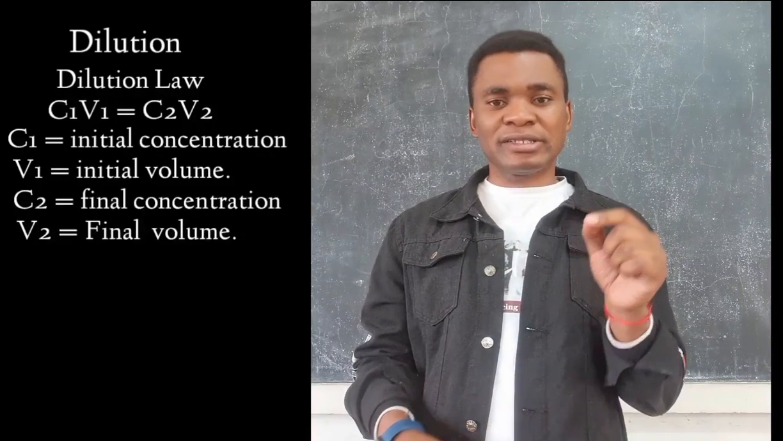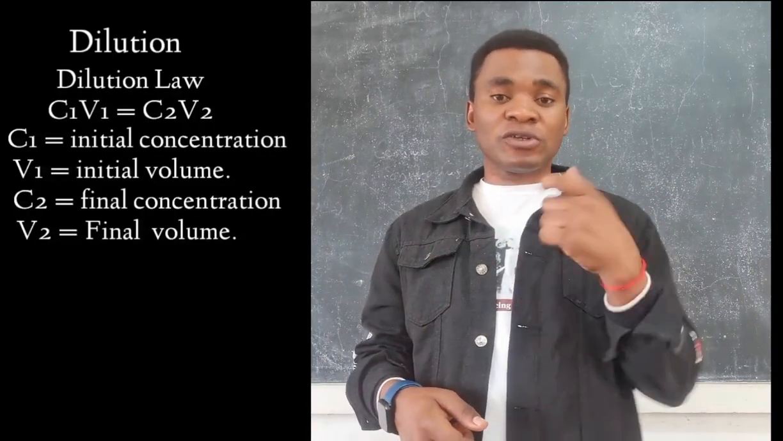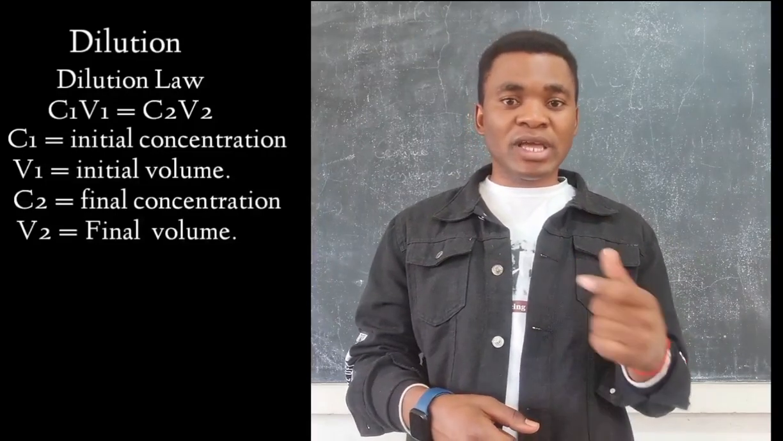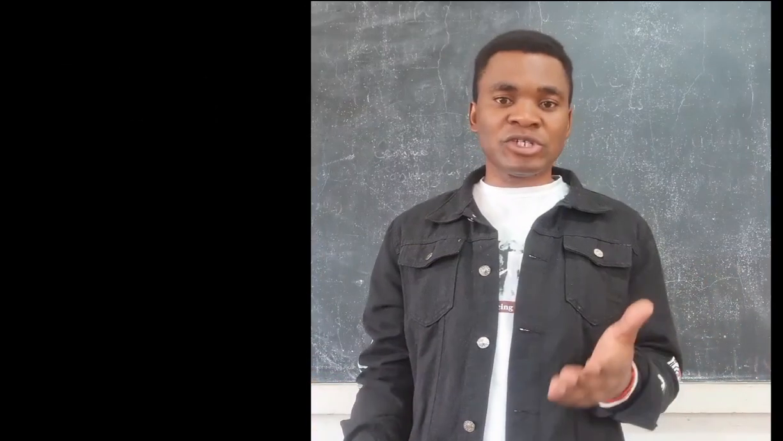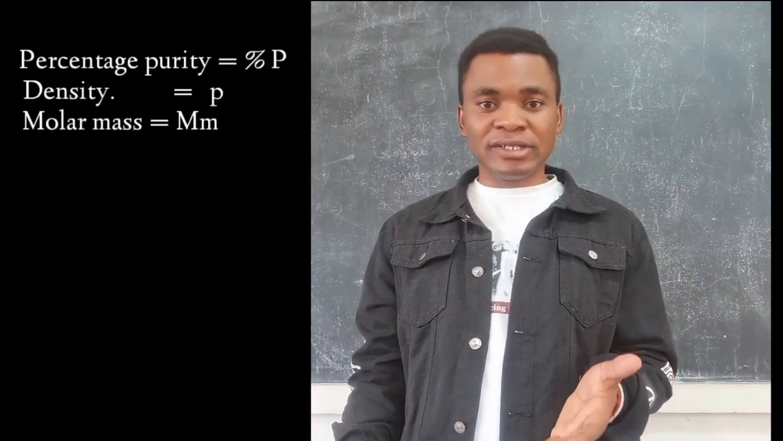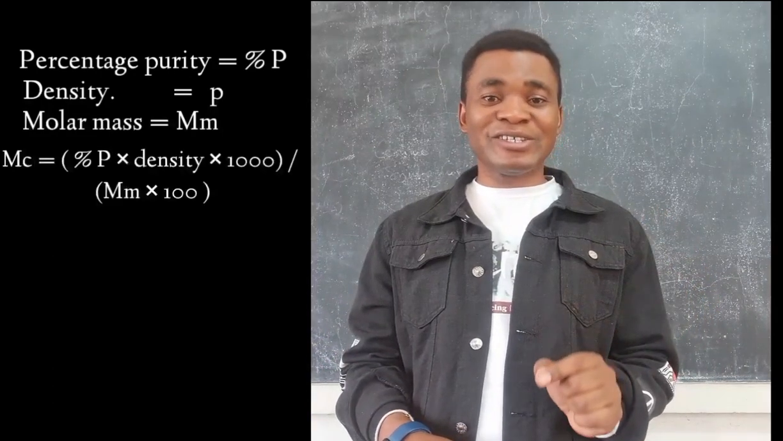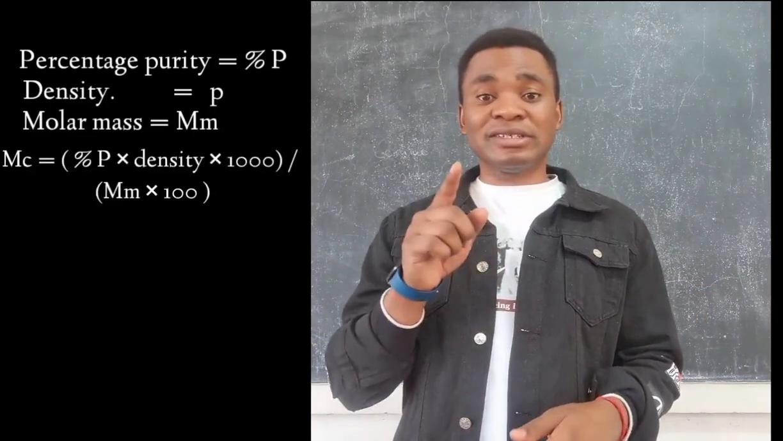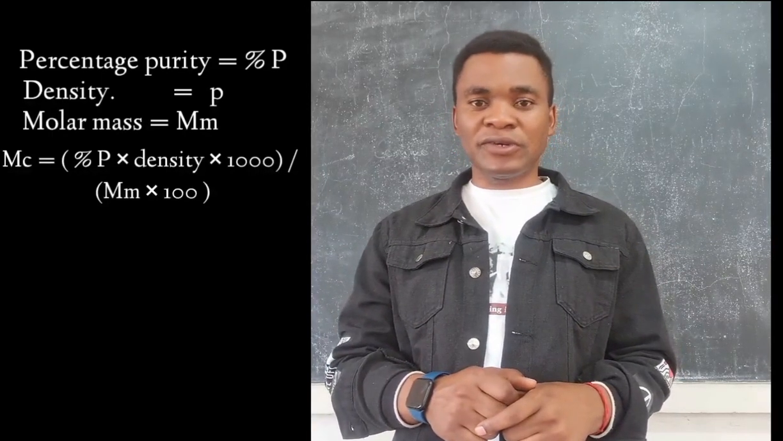And a point to note here is that most of the acids and bases do not indicate their molarity or molar concentration on the container, but they give us information that we can use to get the molarity or molar concentration. That information is percentage purity, density, and molar mass. We're going to use the formula: molar concentration is equal to percentage purity times density times 1000, divided by molar mass times 100.